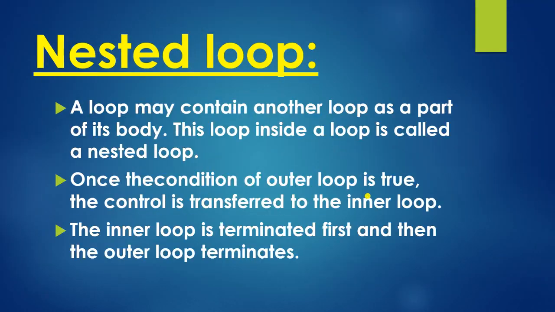Now next is the nested loop. A loop may contain another loop as a part of its body, and this loop inside a loop is called a nested loop. Once the condition of the outer loop is true, the control is transferred to the inner loop. The inner loop is terminated first and then the outer loop terminates.